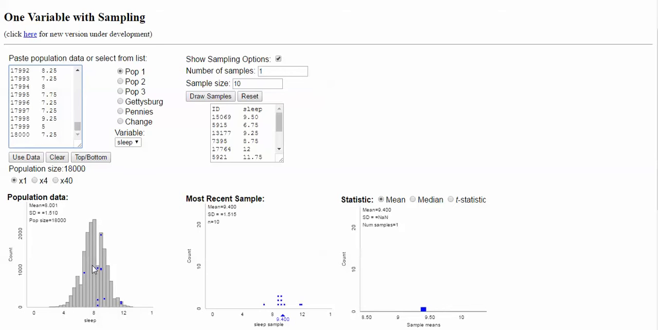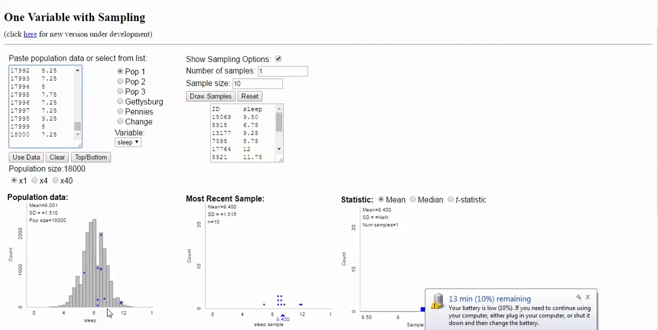Down here, we can see the 18,000 people in a histogram. We can see that the population has a roughly normal distribution, because in this population, there aren't very many people down here who are getting 4 hours of sleep per night, and there aren't very many people up here getting 12 hours of sleep per night. In this population, most people are somewhere in the middle. It actually looks like most people are somewhere between 5 hours and 9 hours of sleep.